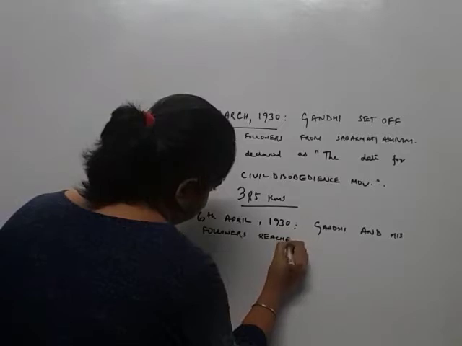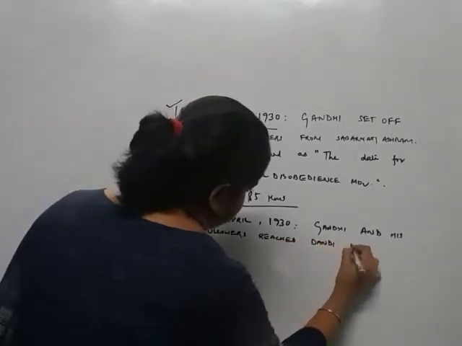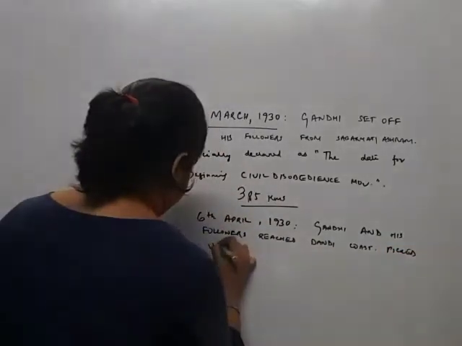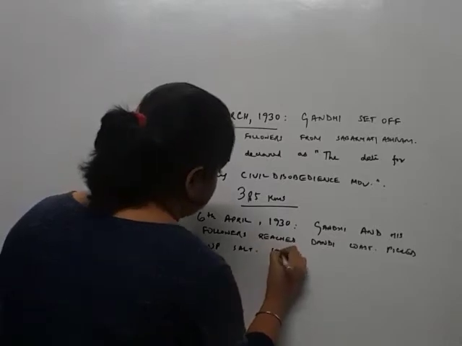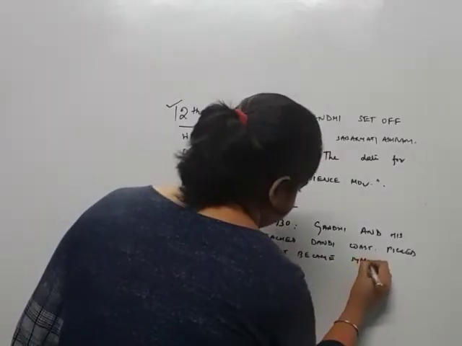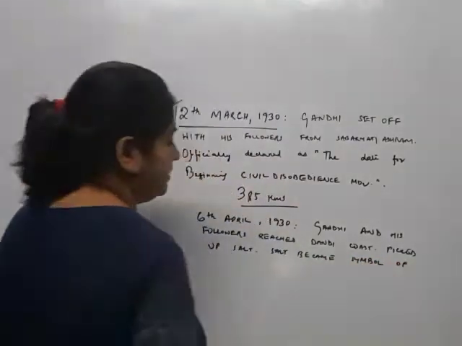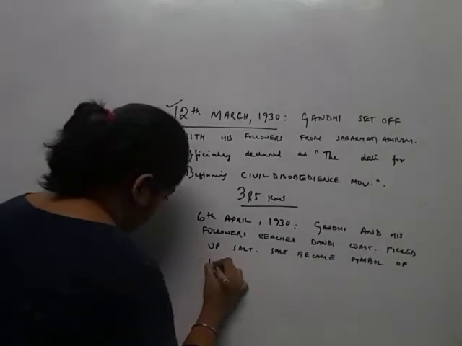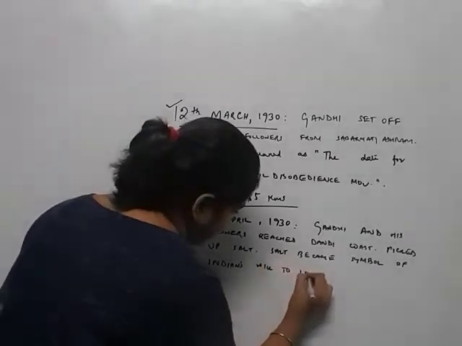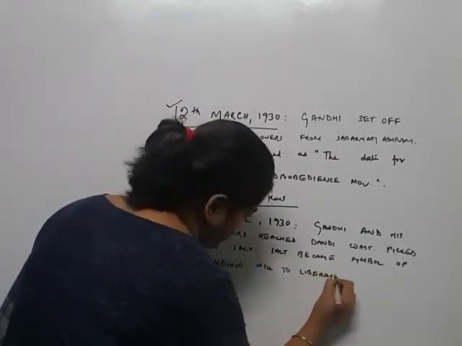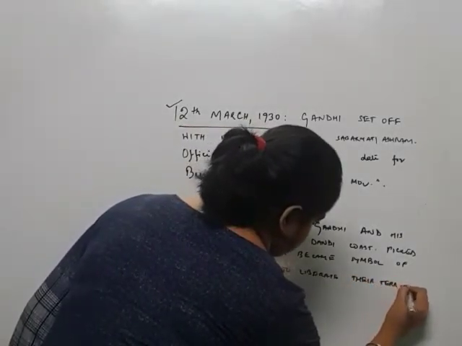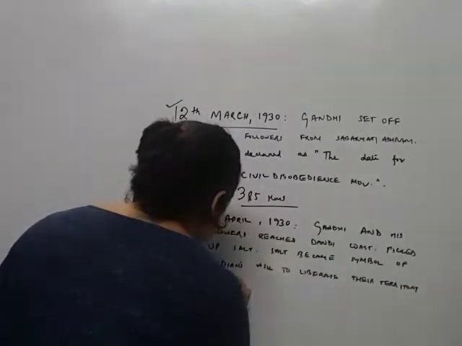reached the Dandi coast, picked up salt. Salt became the symbol of Indians' will to liberate their territory from Britishers.